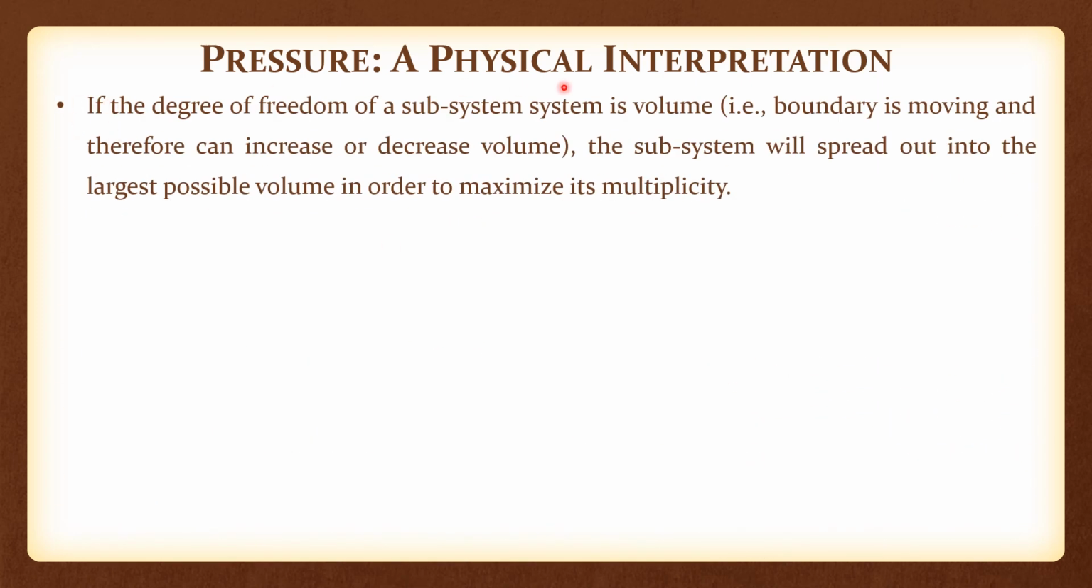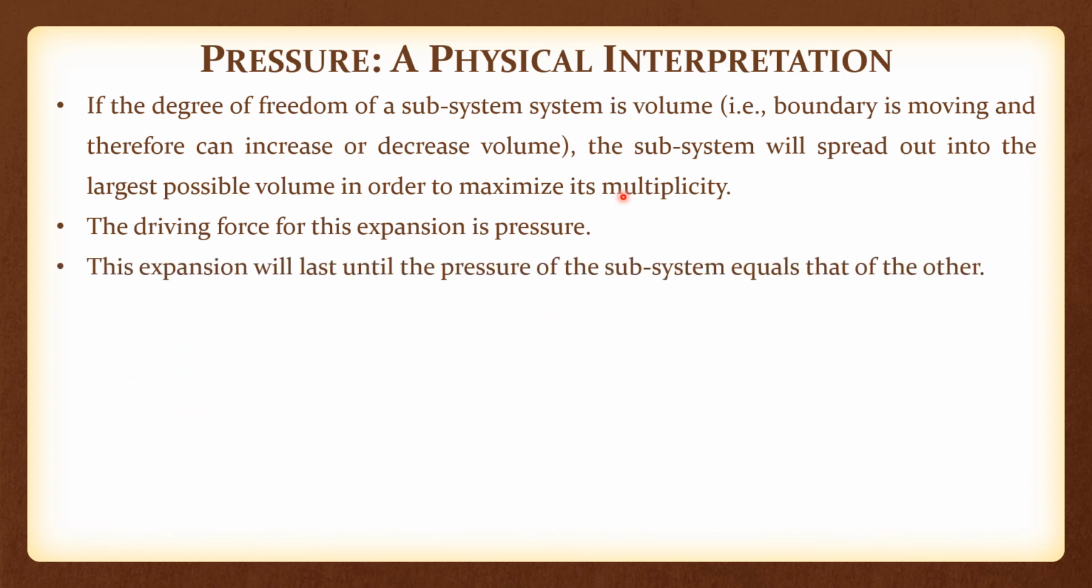So if the degree of freedom of a subsystem is volume, that is the only degree of freedom that we are considering now, the number of molecules is fixed and the boundary is perfectly insulating so that there is no exchange of heat. So the degree of freedom of a subsystem is volume, which means the boundary is moving and therefore can increase or decrease the volume. The subsystem will spread out into the largest possible volume in order to maximize its multiplicity. The driving force for this expansion is pressure.